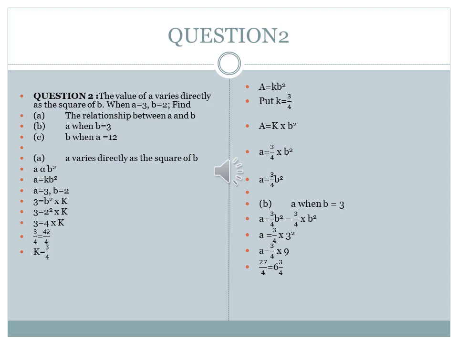We cannot leave 27 over 4 because it is an improper fraction. So we check how many 4 can we see in 27. That is 6, remainder 3 over 4. So the final answer will be 3 whole number 3 over 4.